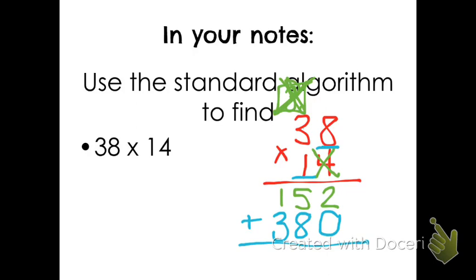Now I'll add my partial products together, and I will end up doing 5 plus 8, which will give me 13. Carrying my 1, 3 plus 1 is 4, plus another 1 is 5. So my final answer would be 532.